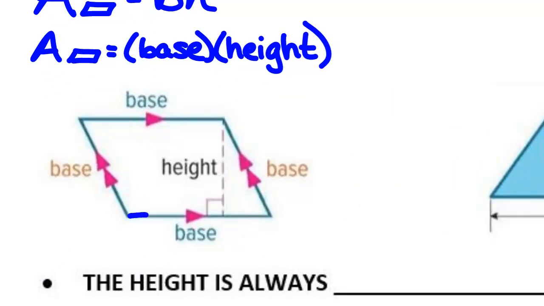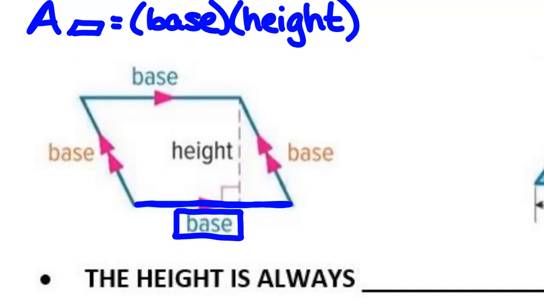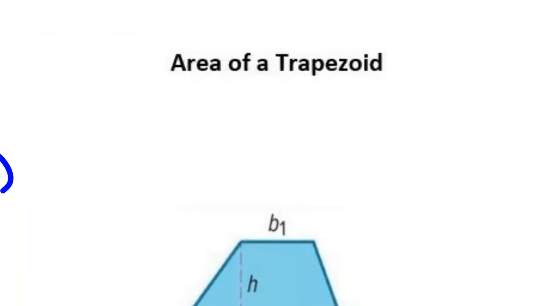So on my picture here, we're looking at the bottom as one base, but then the top is also a base. And both the left and right sides are bases. So I decide which base I'm going to use in my formula based on where the information is about the height. The height of this particular parallelogram is making a right angle with the bottom. So I would have to use the bottom base because the height is touching that bottom base and it's forming a right angle with the bottom base there.